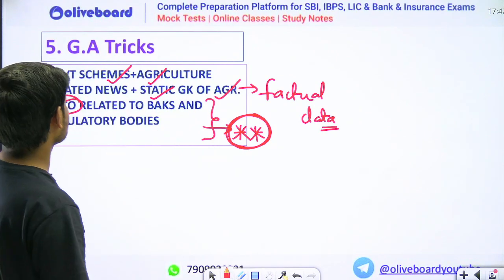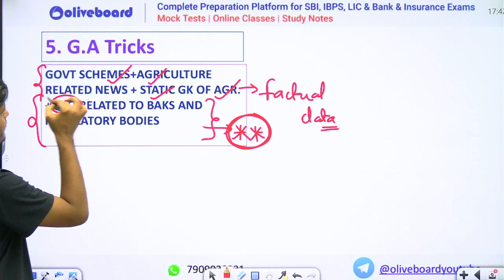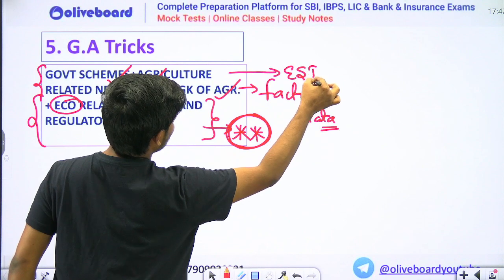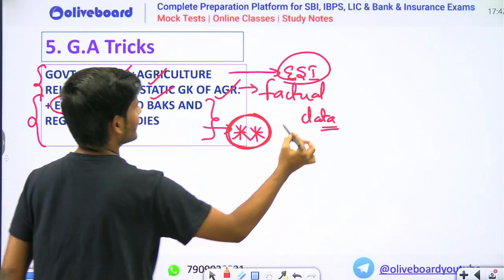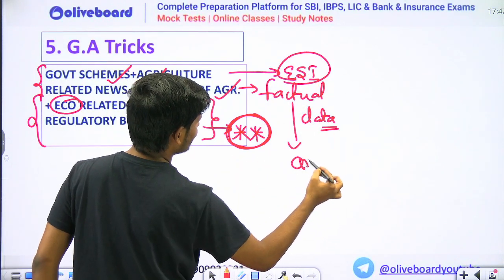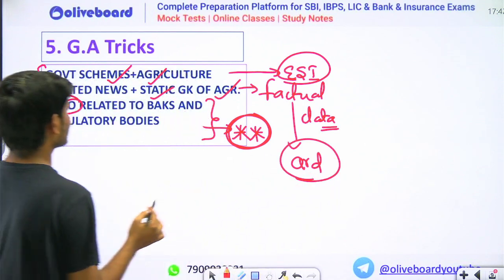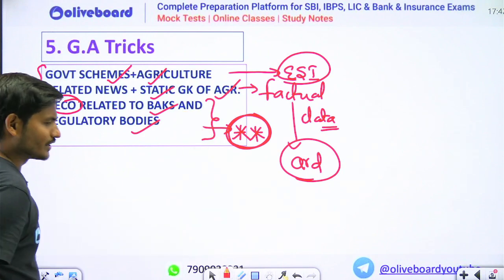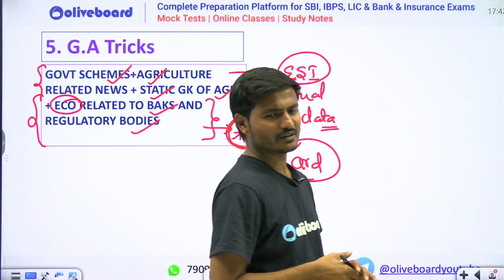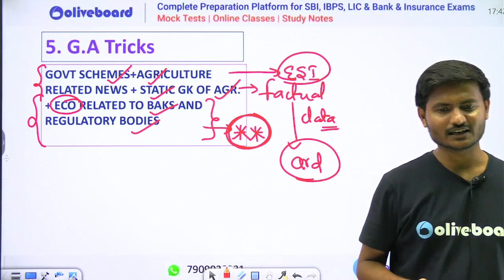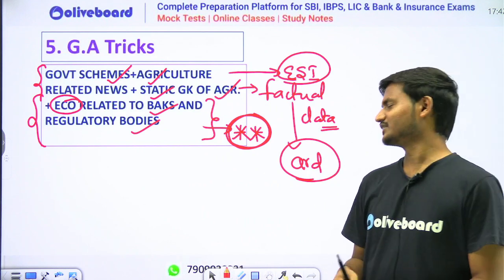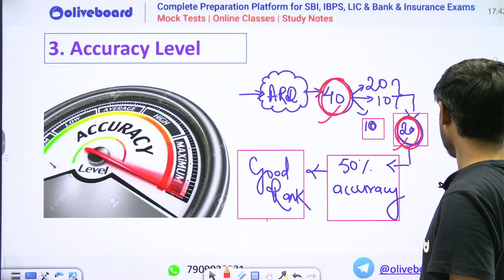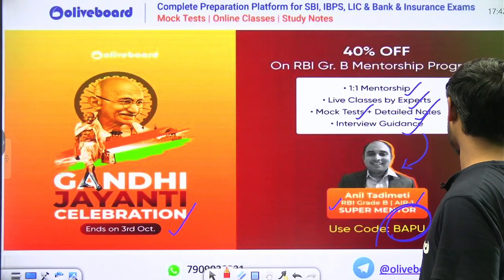You will also be seeing the government schemes and agriculture related news in the ESI segment. So these two are already covered by ESI, and this data is covered by ARD. But what is new here? The new thing is economic news related to banks and regulatory bodies. So just try to focus on the economic news related to banks and the regulatory bodies, and that is all. These were the 5 tricks you should be focusing on while preparing or revising for the Nabard Grade examination.